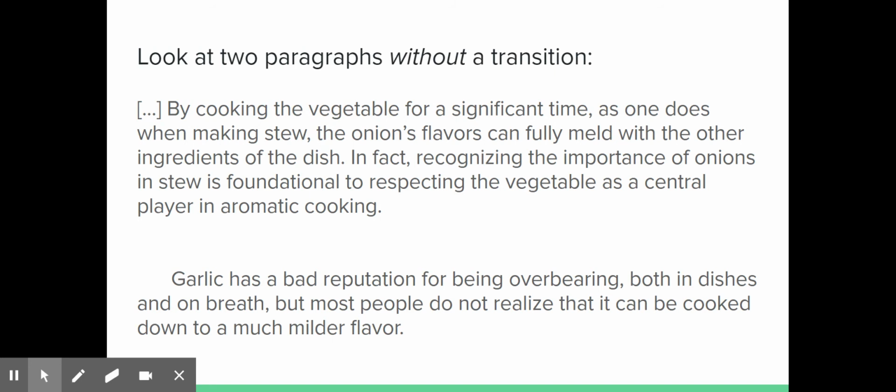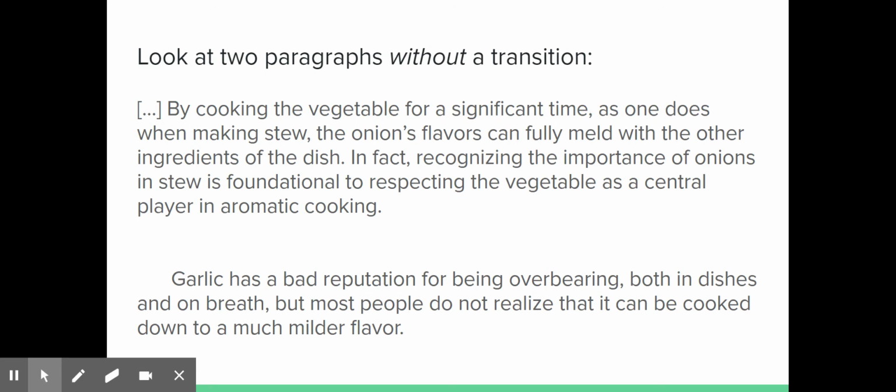The next paragraph: Garlic has a bad reputation for being overbearing, both in dishes and on breath, but most people do not realize that it can be cooked down to a much milder flavor. Okay, again, this is something that people do realize, but for the purpose of this example, I'm arguing that now. I know from my topic sentence this paragraph is going to be about garlic, and about the fact that, as my previous paragraph was, cooking garlic can help improve the quality of the vegetable, or of the allium. I'm not sure you would call garlic a vegetable. It's a different question for a different day.